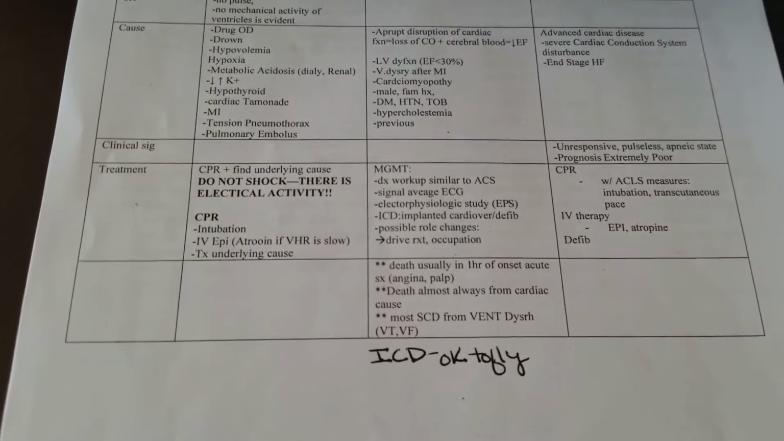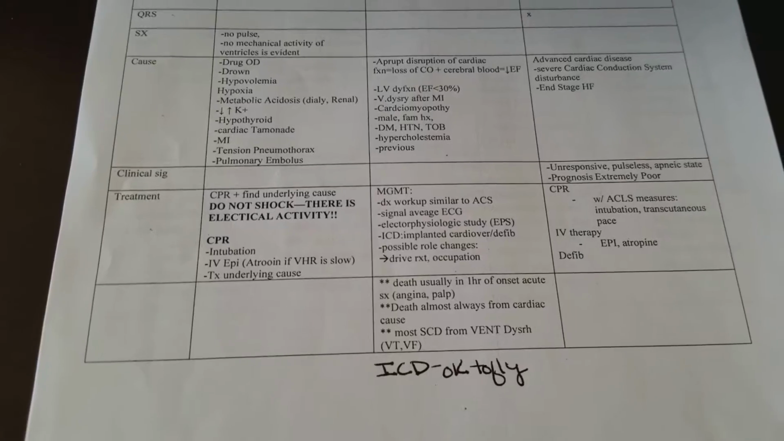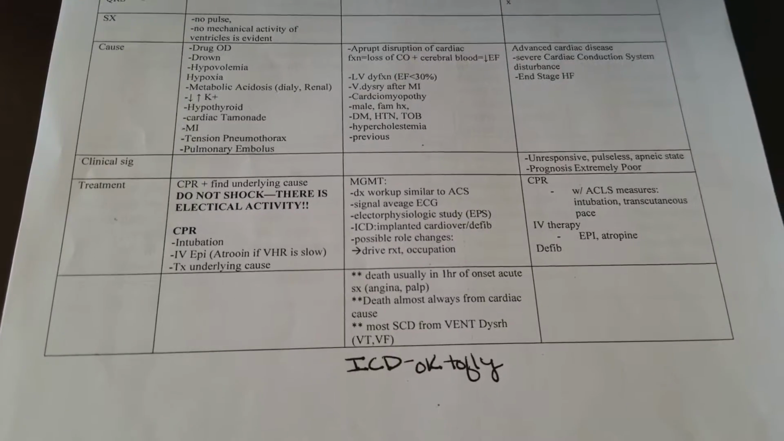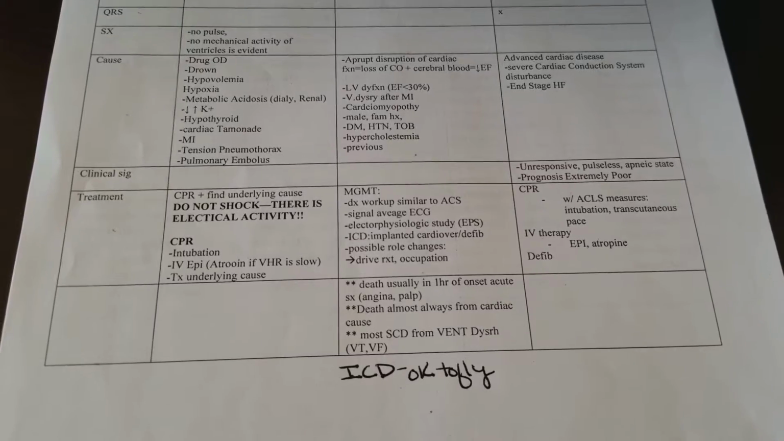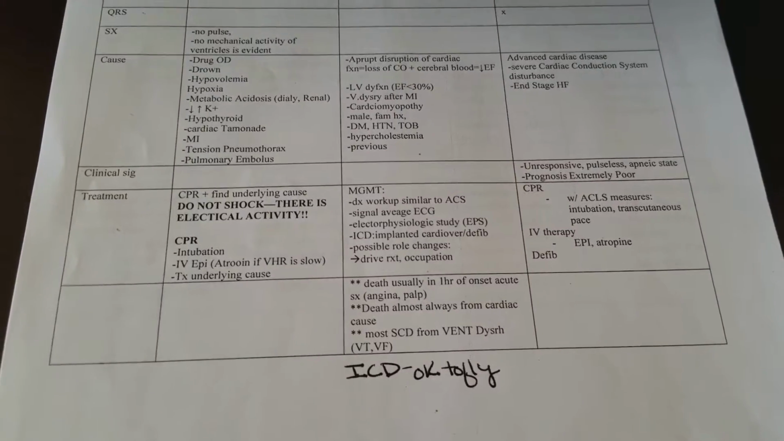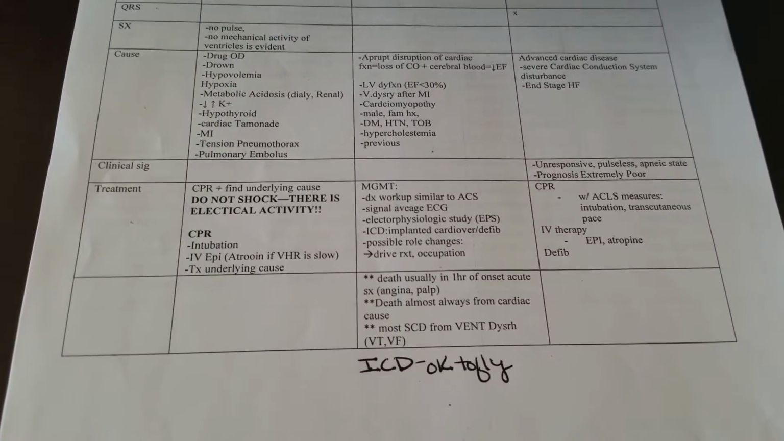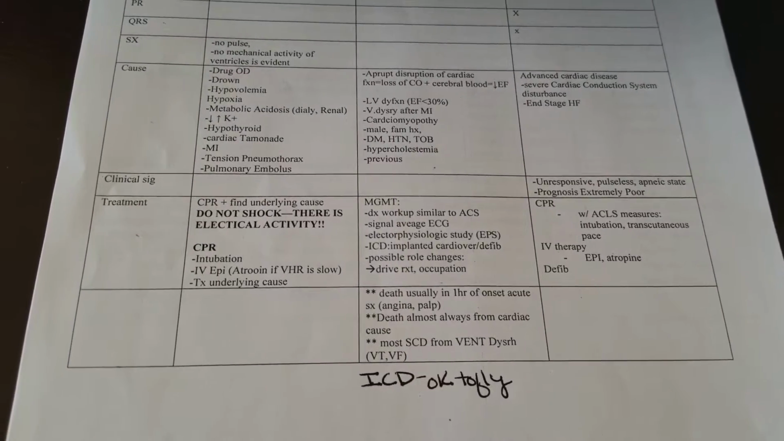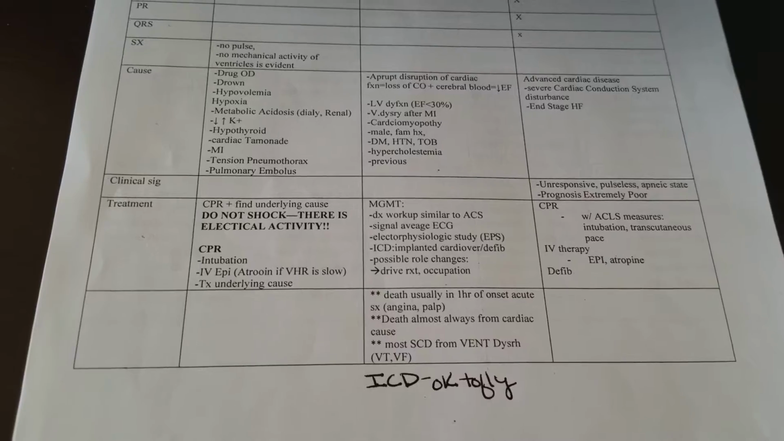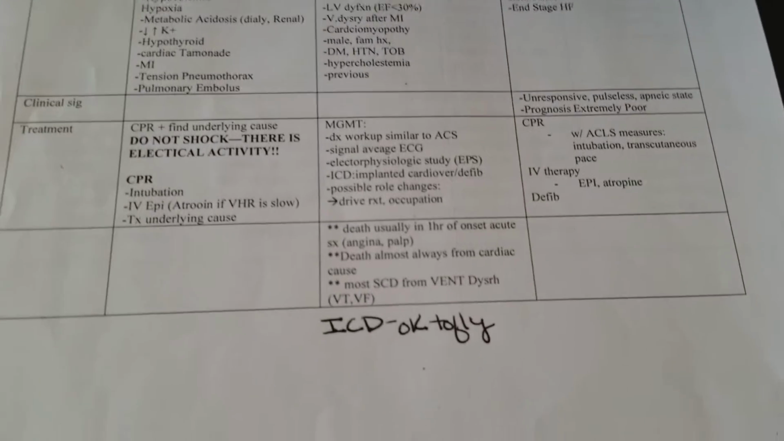Most people die during this. This is what young, healthy people die of. So it's usually sudden, within 1 hour of onset of acute symptoms like angina and palpitations, almost always from a cardiac cause. Sudden cardiac death is from ventricular dysrhythmias like VTach and VFib.